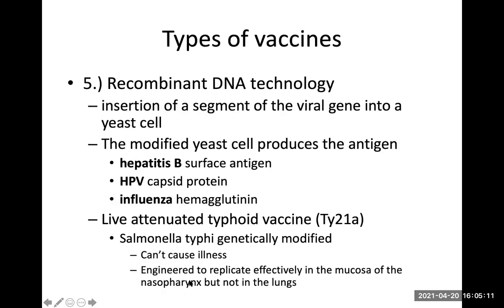Then we have our recombinant DNA technology, which we started to make a lot of vaccines this way. You insert the gene for a viral or bacterial, doesn't matter, but you provide the gene for the antigen that you're interested in, and then the yeast produce lots and lots of that antigen, you purify it, and there you go, you have your vaccine. So it's a way to provide purified antigen.